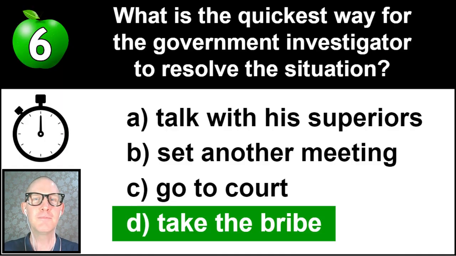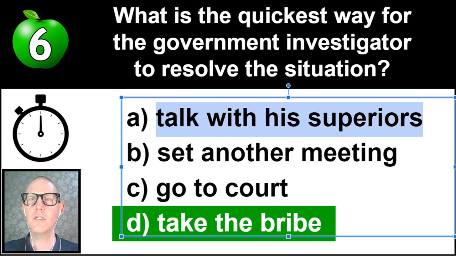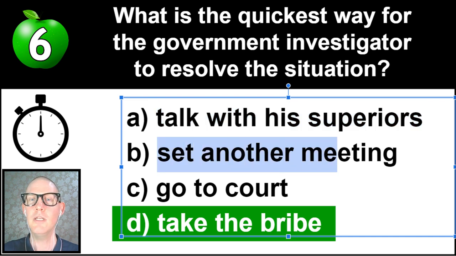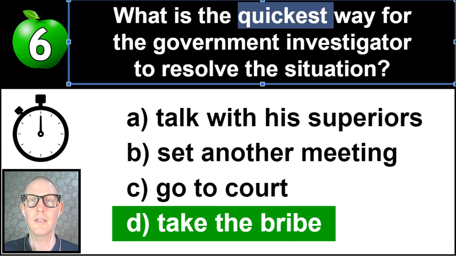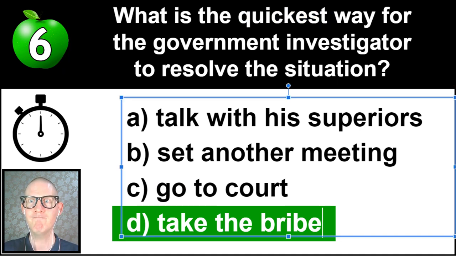Okay. All right. So A, talk with his superiors, means to talk with his bosses, right? So the investigator might call the regional director or the director of office personnel or something like that, who's higher up in the government. Set another meeting would be like, okay, in 2 weeks, we're going to meet again to talk about what we have. Go to court? Oh, that is definitely not the quickest way. Go to court is going to take a long time, be very costly, and it's not the quickest way. So the quickest way would be take the money, take the bribe.